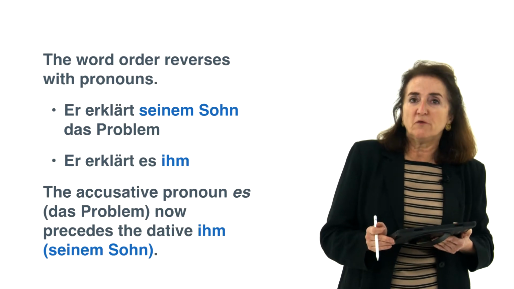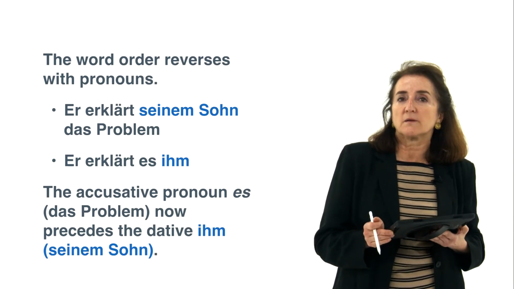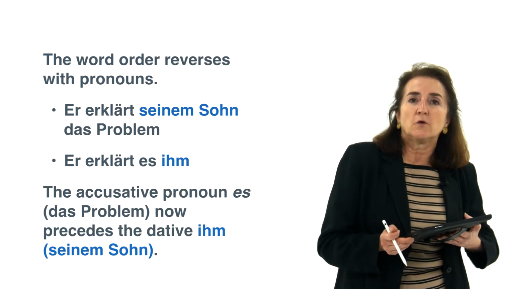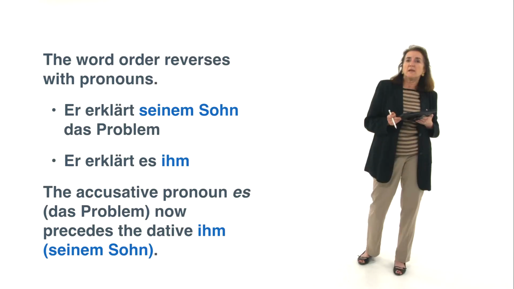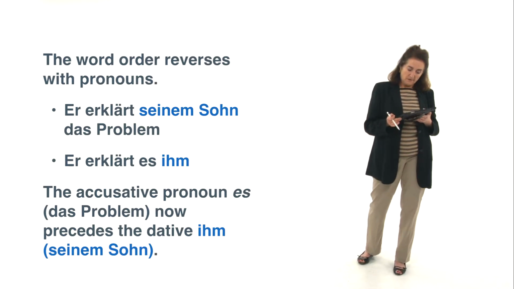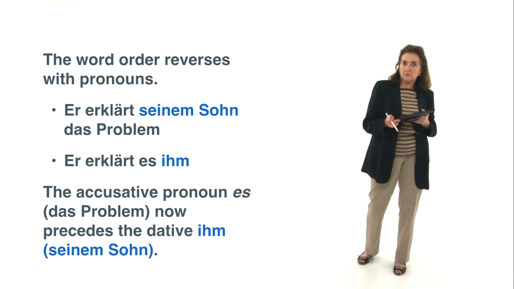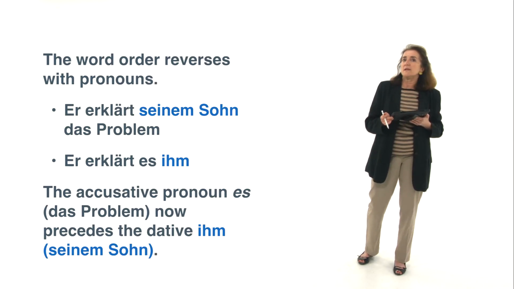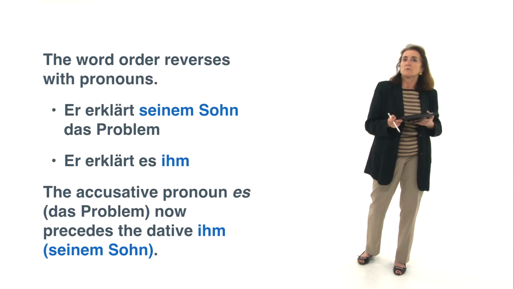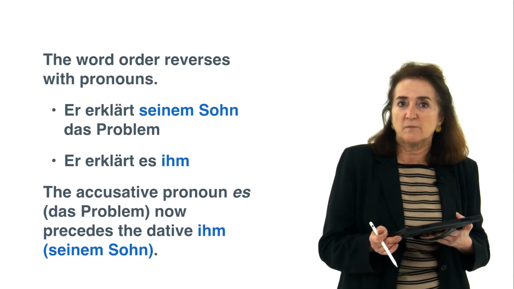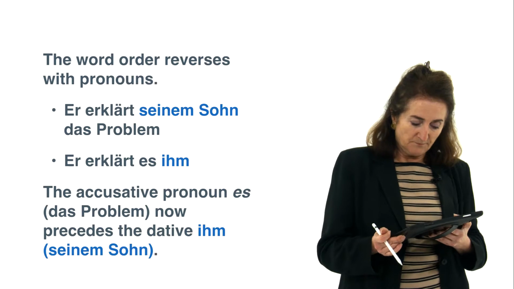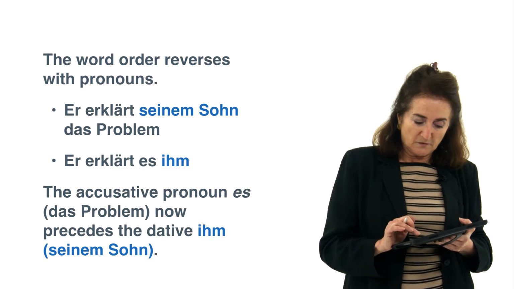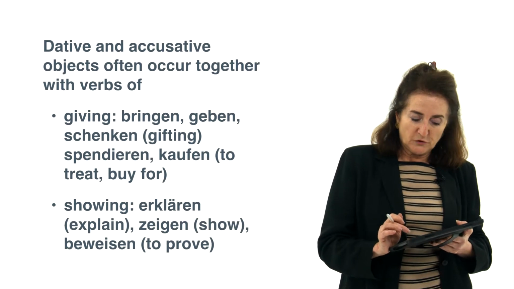The word order reverses with pronouns. So look at that. Erklärt seinem Sohn das Problem. We already know that sentence. Erklärt es ihm. So the accusative pronoun es, which stands in for das Problem, now suddenly precedes the dative ihm, which is standing for seinem Sohn, to him. So the order is very different, or reverses with pronouns, and that's important to remember.